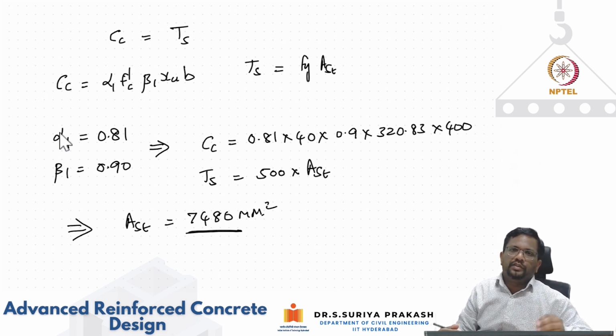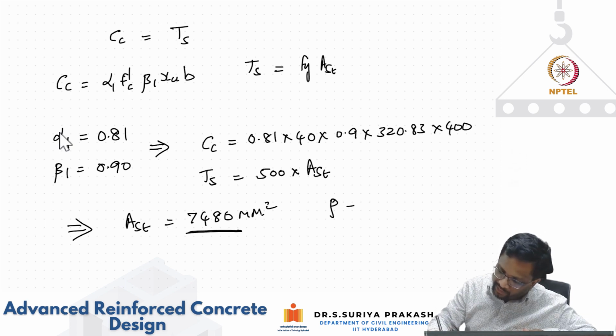So what is a balanced failure condition? Concrete at the top reaches a strain of 0.0035. Steel on the tension side reaches a strain of 0.0025 simultaneously. Both of them will reach their values at the same time. So what is the percentage of steel that we are calculating?